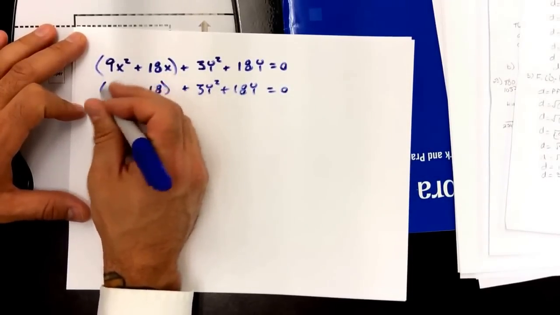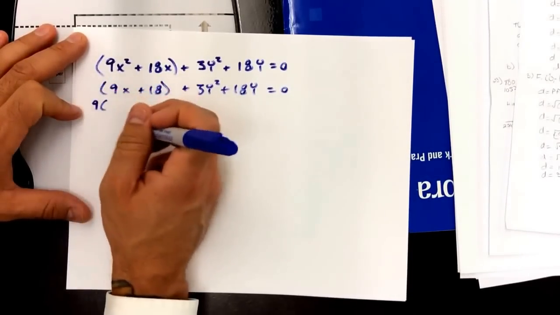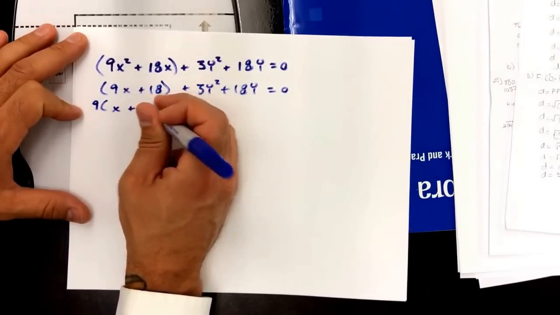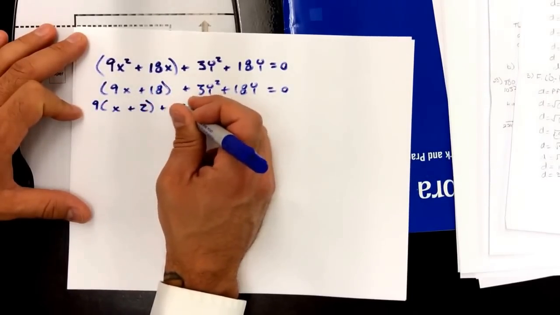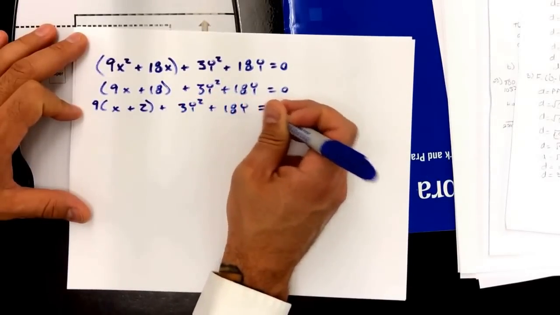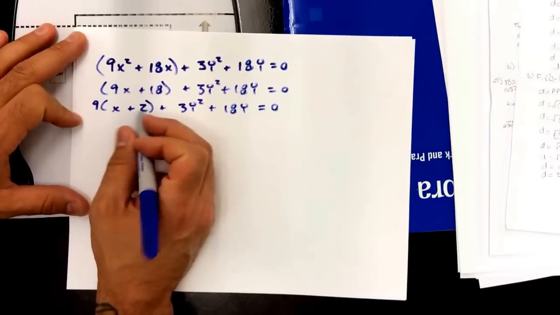We've got to factor out this value in front of the x. This is why this is different from the circles. Divide this by 9 leaves me x. Divide this by 9 leaves me 2. Everything else stays the same. You've got to divide this number by 2.